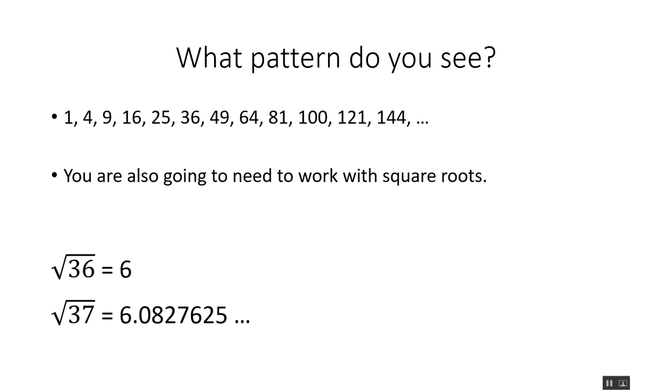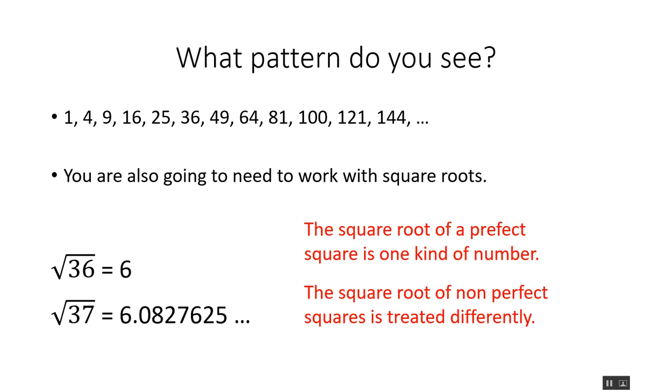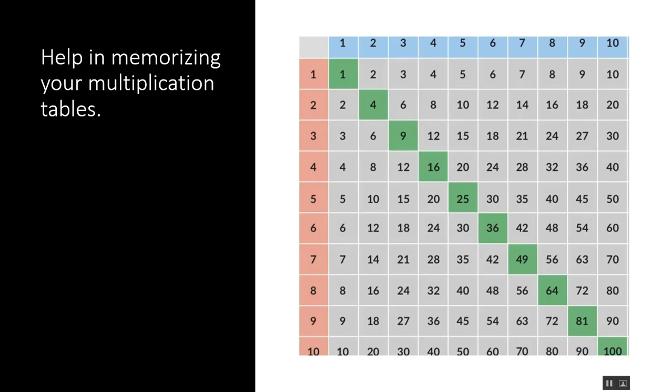And there's also a little story there about ratios, rational and ratios. So the square root of a perfect square is one kind of number. I'll give you a hint, it's called a rational number. And square roots of non-perfect squares are treated differently.